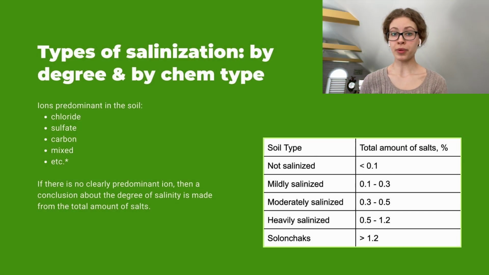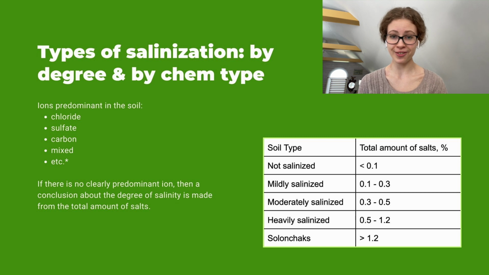There are 4 common minerals that lead to soil salinization: chloride, sulfate, carbonate, and a mix of all 3 of them or 2 of them. If it's carbonate prevailing in the soil solution, then it's considered to be carbonate salinization. If it's a mix of all 3 of them, it's mixed salinization, and so on.